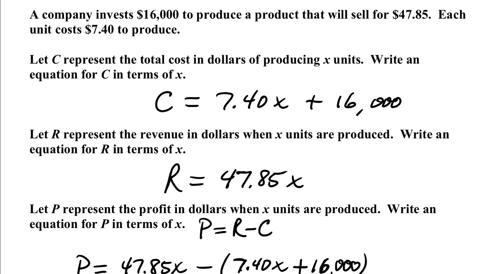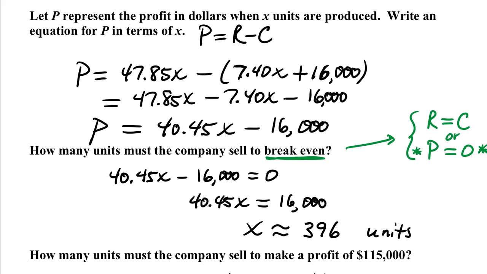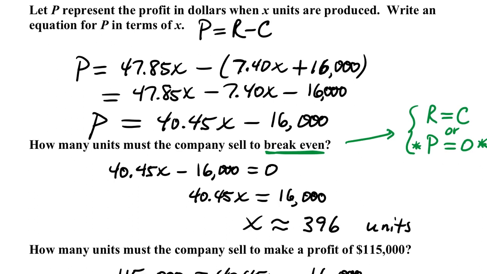Let P represent the profit in dollars when x units are produced. Write an equation for capital P, or profit, in terms of x. So for profit, you take your revenue minus your cost. Revenue was 47.85x minus your cost function, which had two terms. Be very careful here. You have to distribute the minus sign to each term.